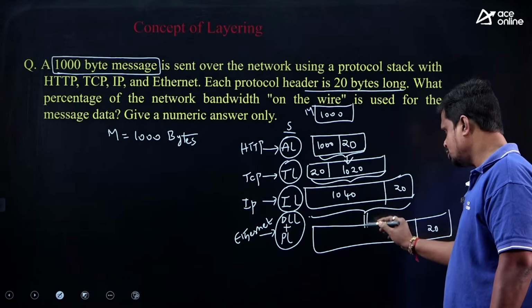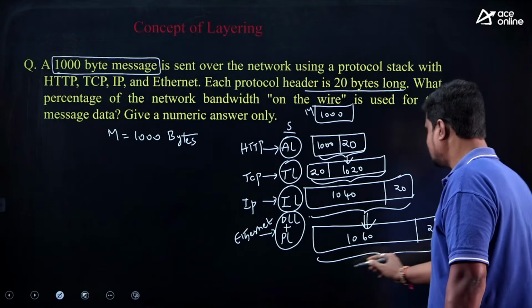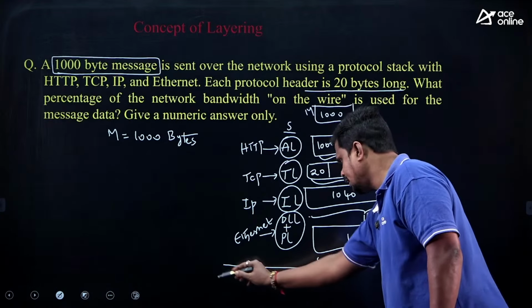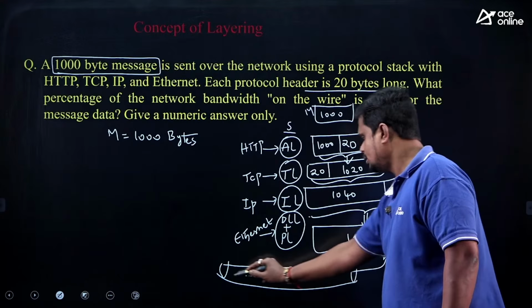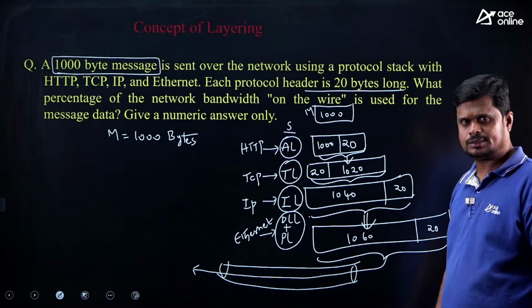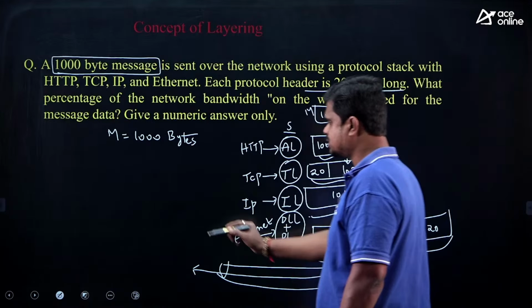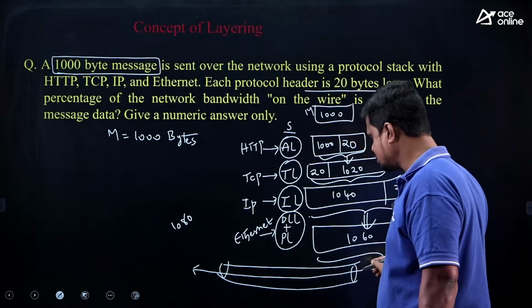And what is the data portion here? 1060. So overall, what is the size of the message that is getting placed onto the channel? 1080 bytes. 1080 bytes of message is being placed onto the channel.